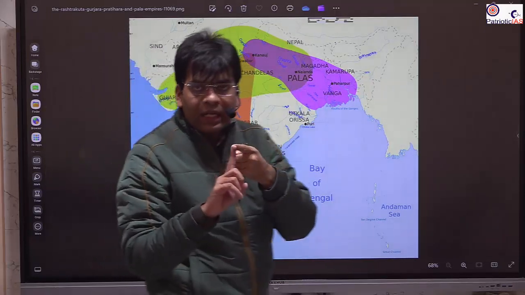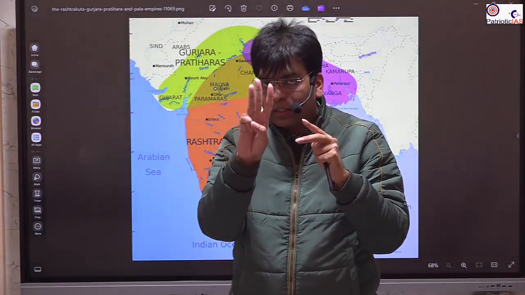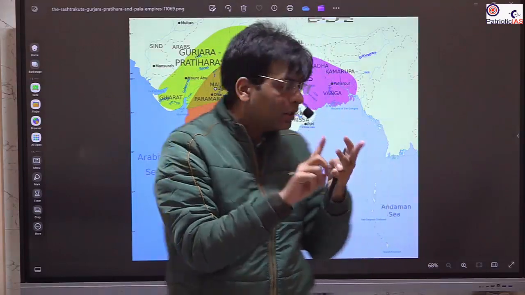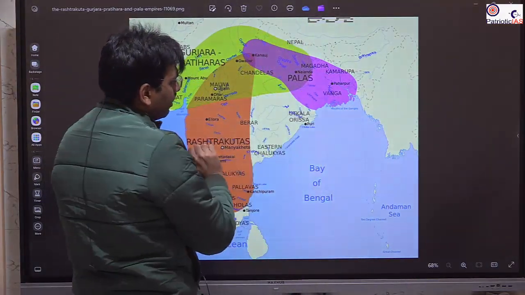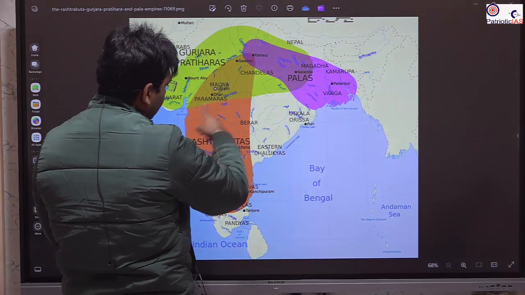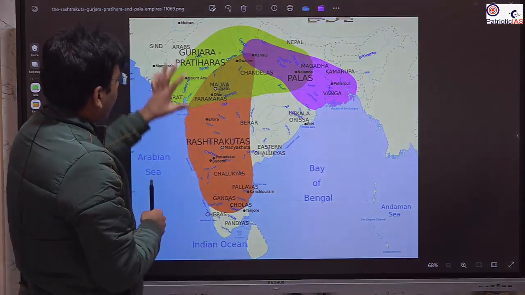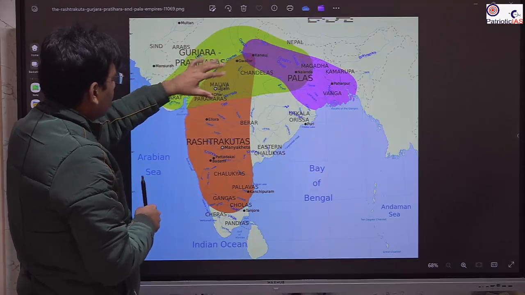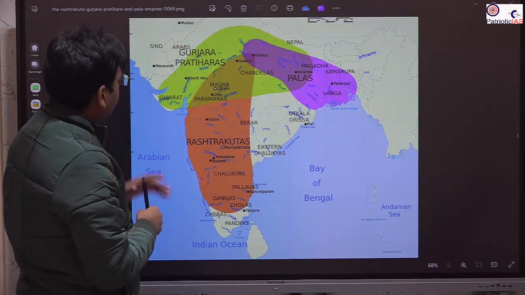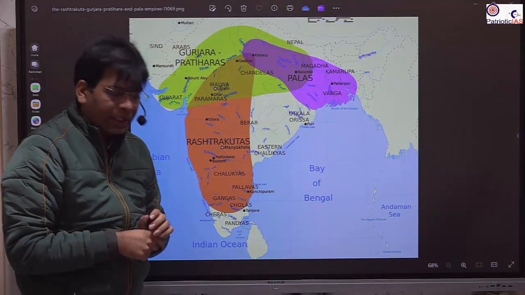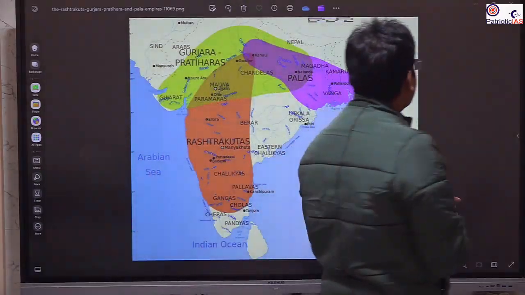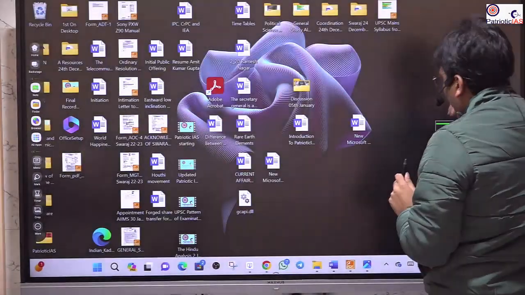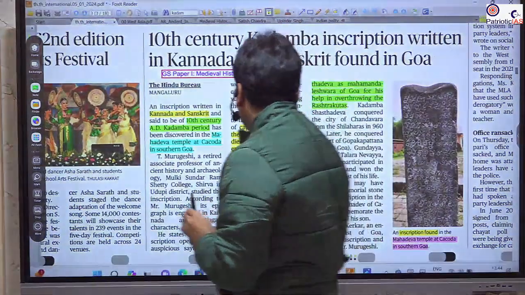So the tripartite war was between three powers, three dynasties: Palas of Bengal, Rashtrakutas of central India, and Gurjar Pratiharas. Pratiharas, particularly we know the Pratiharas of western India. This is the information you should know. One more thing you should know about this Chalukya.